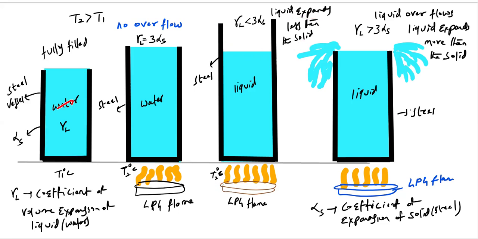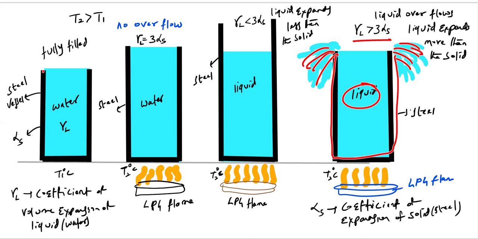So initially we fill up some liquid in a vessel and increase the temperature. Here, if some liquid overflows, then definitely you can say the liquid expands more than the solid. Then what is the condition? Gamma L equal to 3 alpha.